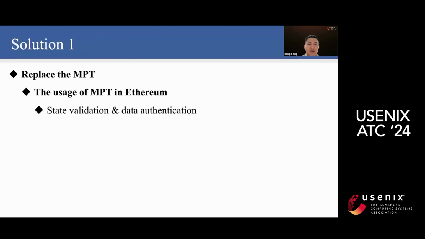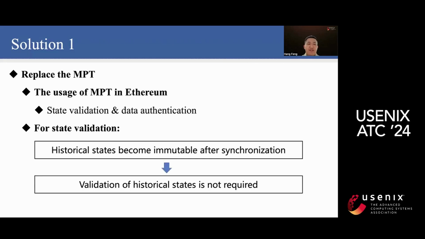Thus, our first solution is to replace the Merkle Patricia Trie. Recalling the use cases of the Merkle Patricia Trie in Ethereum, let's say state validation and data authentication. For state validation, we know that historical states become immutable after synchronization. Thus, the validation of historical states is no more required.